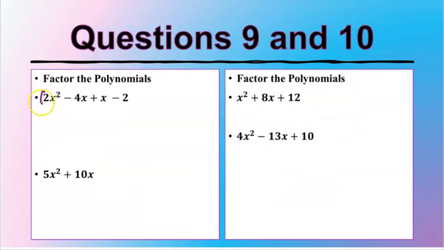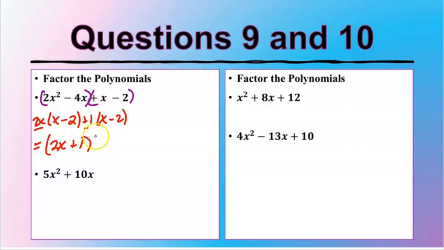Question 9, factor the polynomials. So here I have four terms, so I'm going to factor by grouping. I can factor out a 2x in the first set. 2x squared divided by 2x is x, minus 4x divided by 2x is 2. I already have an x minus 2 here, so I'm just going to be factoring out a 1. That leaves me with x minus 2 in the parentheses. So my answer in factored form would be 2x plus 1 times x minus 2, what we have in the parentheses.